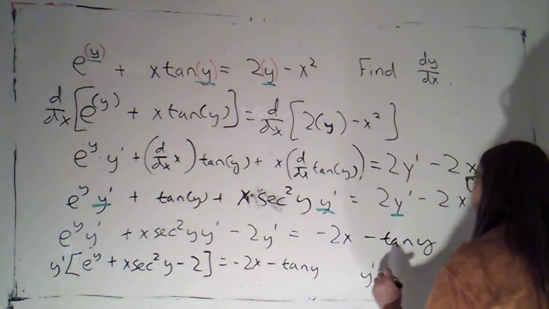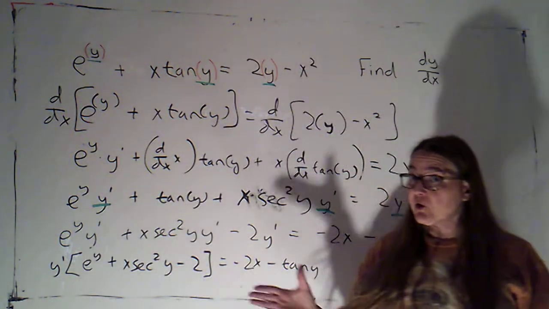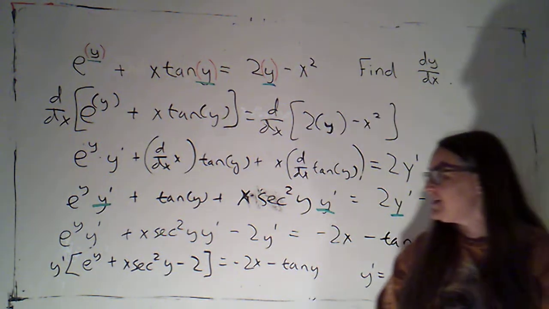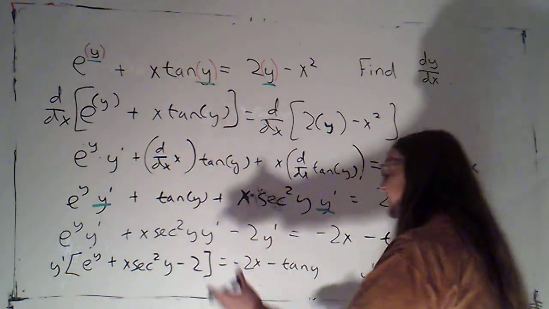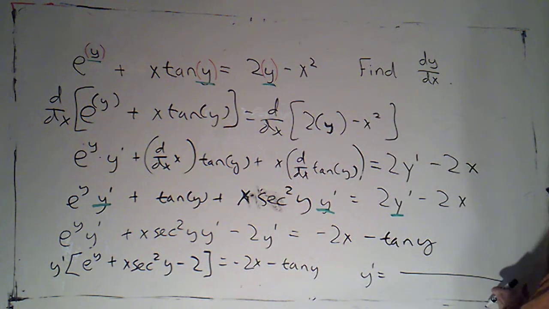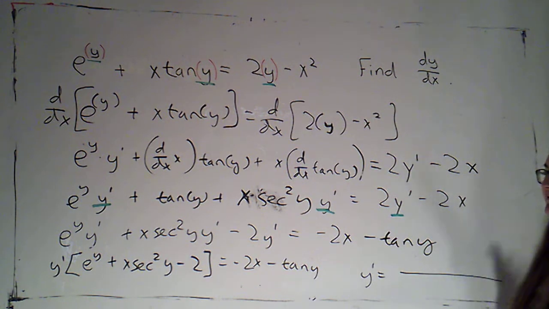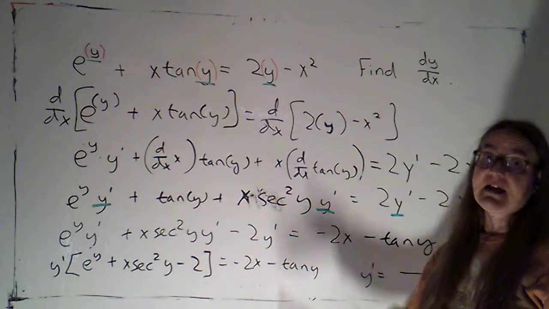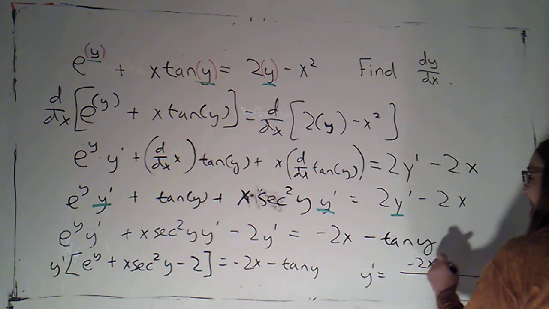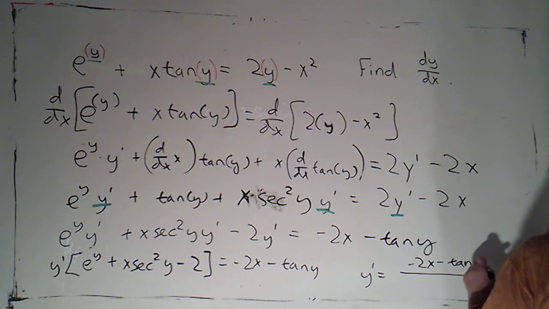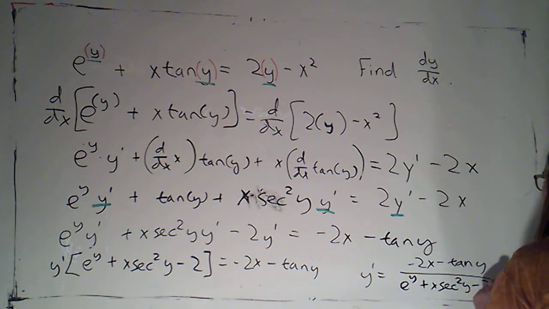And that's going to mean that y prime will equal what I get when I divide by this quantity. Now, as a general rule, not crazy about dividing by quantities with variables in case they're 0. But this is the last step in this problem, and it's going to be understood, of course, that if what shows up on the denominator is 0, the formula is not valid. At that point, either the derivative doesn't exist just because it doesn't exist, or perhaps I have a vertical tangent. But in any event, the derivative would not exist. So we get negative 2x minus tan y over e to the y plus x secant squared y minus 2.